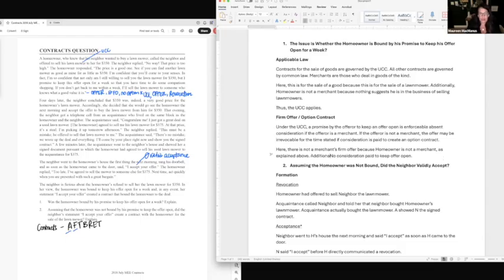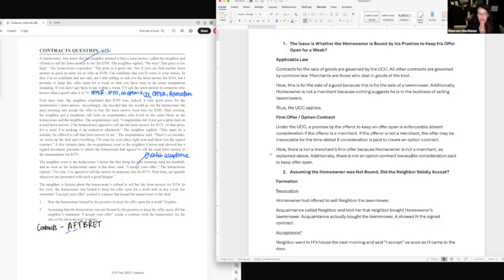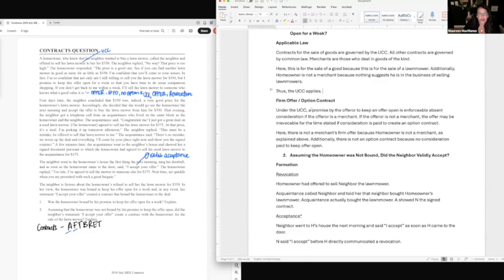Additionally, obviously this means I know the rules here, so that's a big part of this. Additionally, there is not an option contract, because, and notice I have the word "because" in every sentence of analysis, no consideration was paid to keep the offer open. All right, so easy peasy, right?